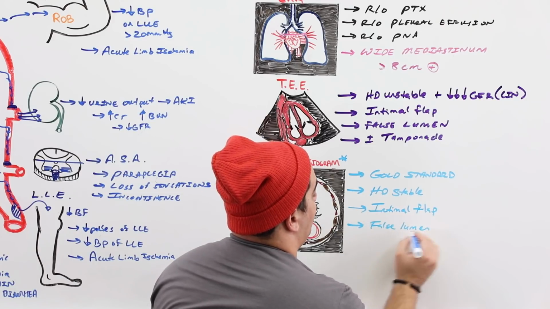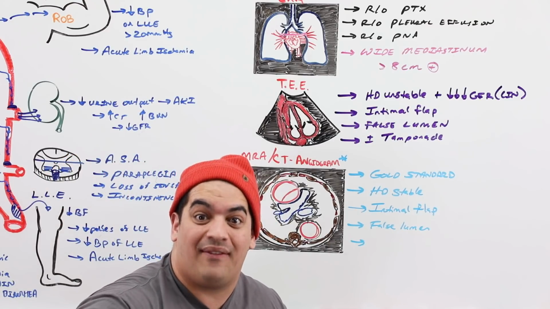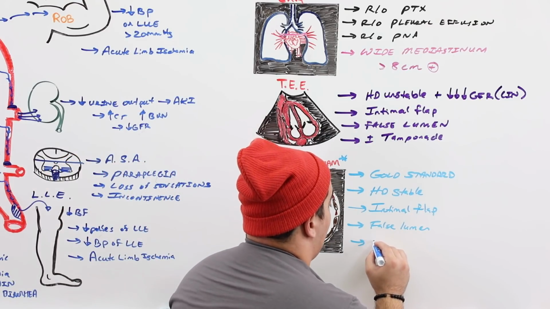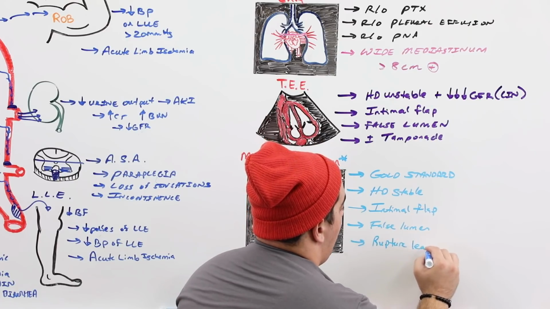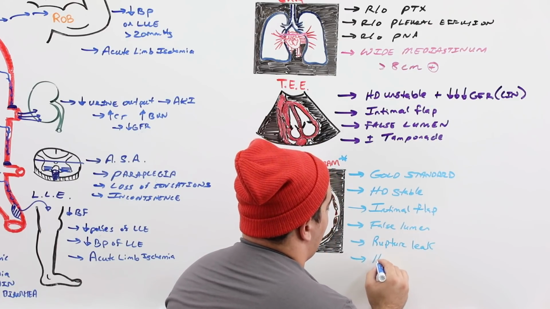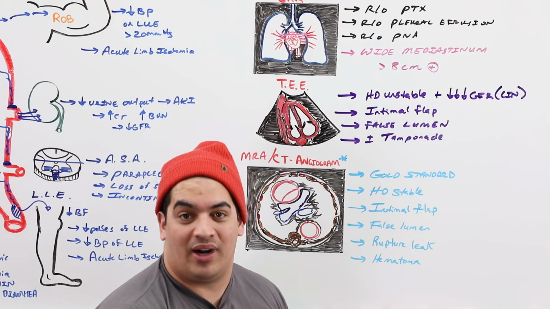You know what else it could show us? It could show us if there's a rupture, or a leak, or extravasation. So it could show us if there is some type of rupture or leak. And another thing that it can tell us is, is there some type of hematoma? Like, is there an intramural hematoma present as well?